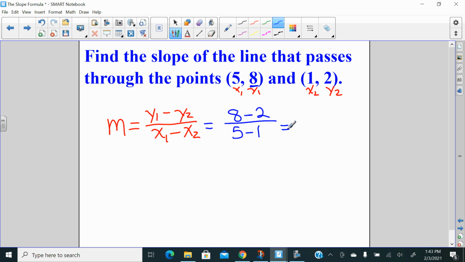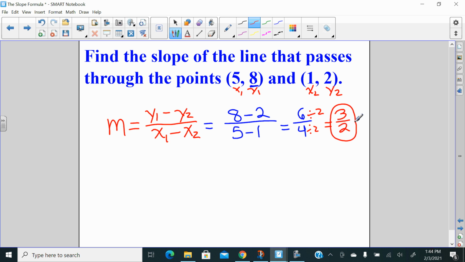So now all I have to do is subtract. 8 minus 2, that's 6. 5 minus 1, that's 4. Okay, 4 does not divide evenly into 6, but I can, in fact, I need to, simplify the fraction. So I can divide them both by 2. So that's going to give me 3 halves. Final answer.